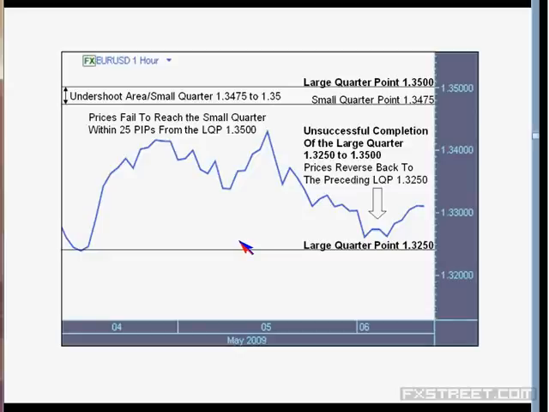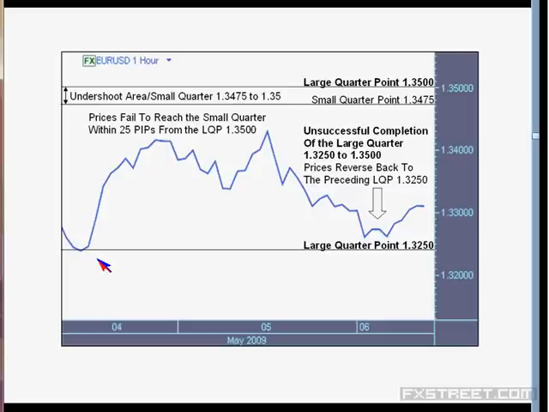Here's an example. Let's take a look at the euro-dollar currency pair. We will see a move here from the large quarter point at $1.3250, potentially targeting the large quarter point above at $1.35. This is a 1 hour chart that spans a 3 day time frame.